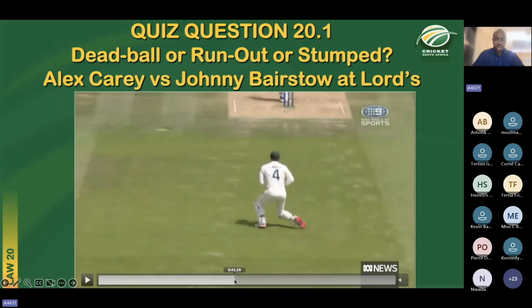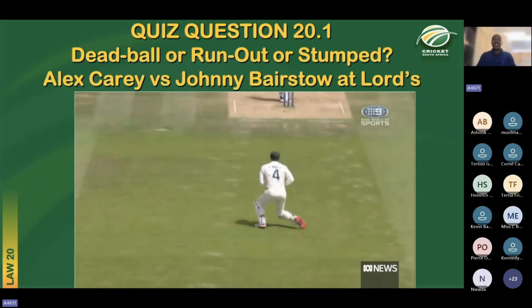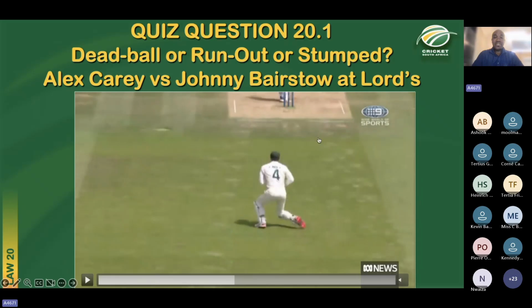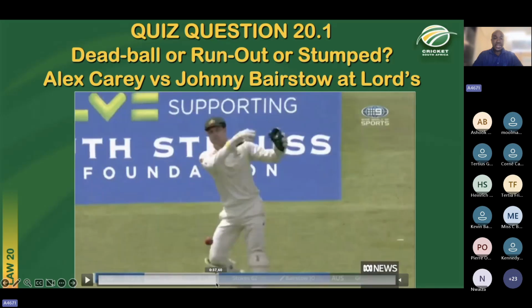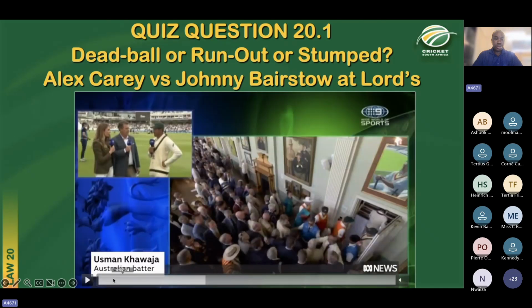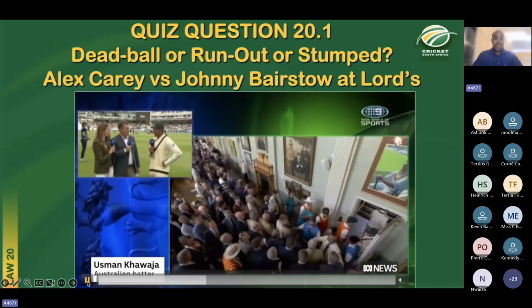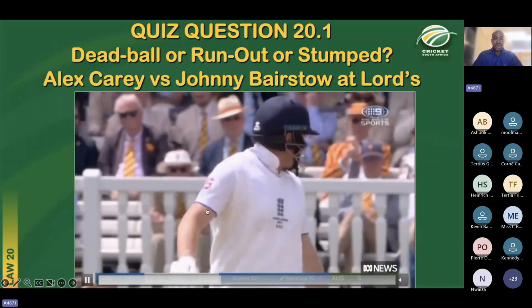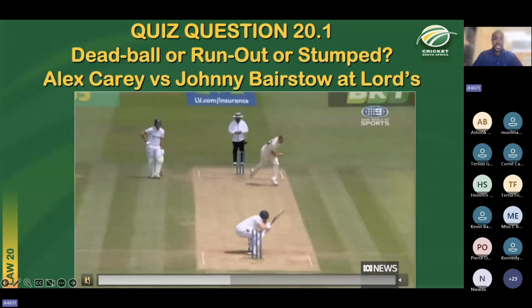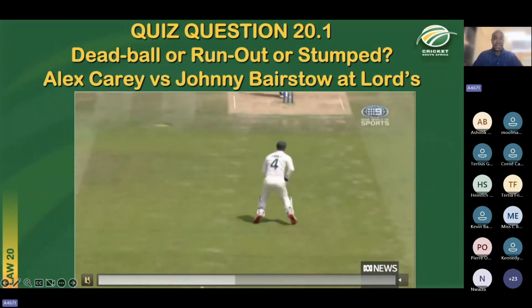So Abdullah mentioned the ball becomes dead when it is finally settled in the hands of the wicketkeeper or of the bowler. This ball was never finally settled in Alex Carey's hand. As soon as he got the ball, he immediately released it to throw down the stumps of Johnny Bairstow. He didn't have it in his hand for half a second.